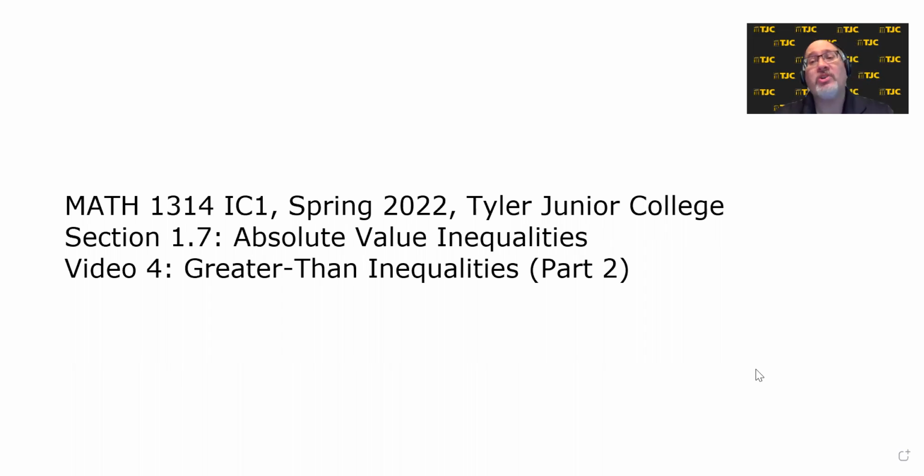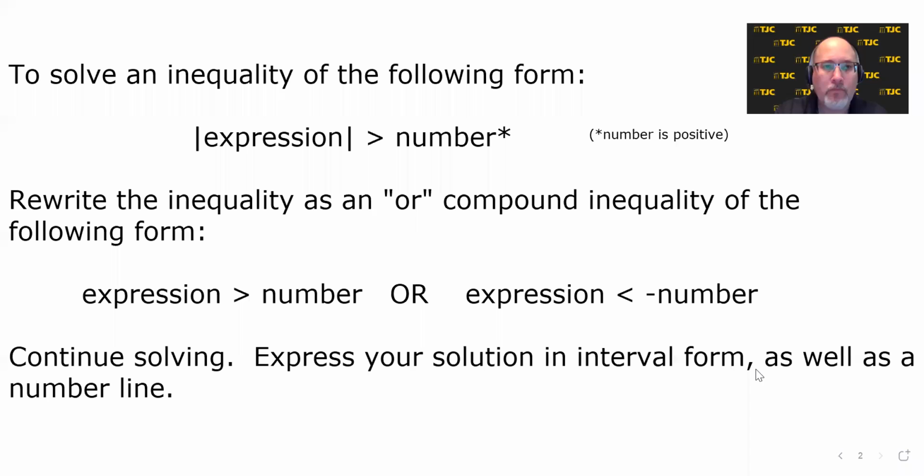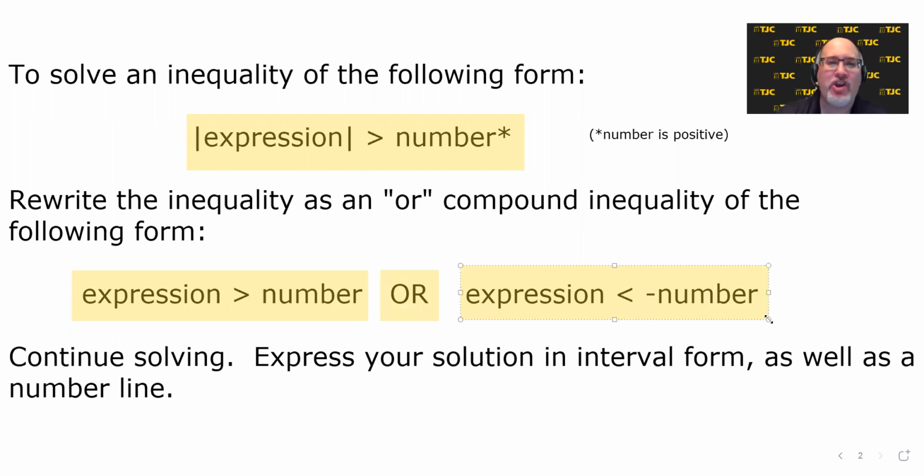Before we answer the two questions at the end of the previous video, let's quickly summarize how to solve an absolute value greater than problem. To solve an inequality of the following form, absolute value of an expression is greater than a number, with the number being positive, rewrite the inequality as an OR compound inequality of the following form: expression greater than a number or expression less than the negative of the number.